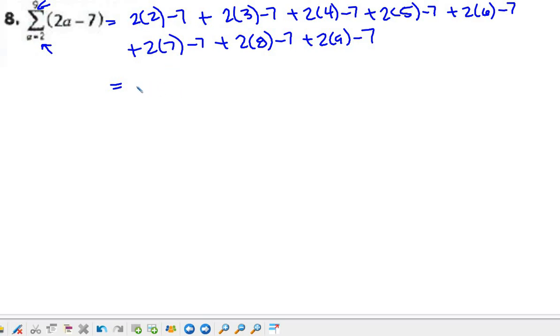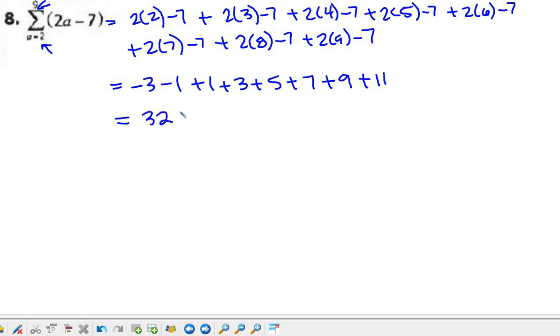So you have 4 minus 7, which is negative 3. 6 minus 7, negative 1. 8 minus 7 is positive 1. 10 minus 7 is positive 3. 12 minus 7 is 5. 14 minus 7 is 7. 16 minus 7 is 9. And 18 minus 7 is 11, which gives us 32.